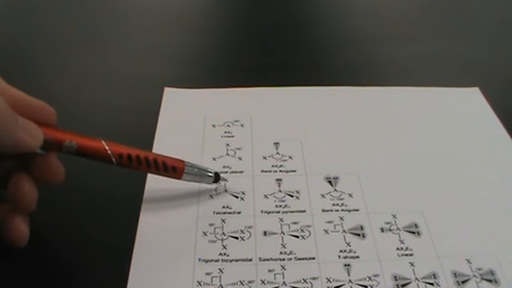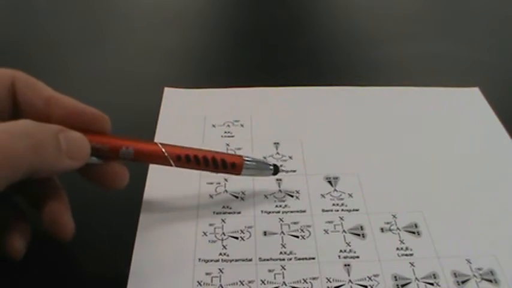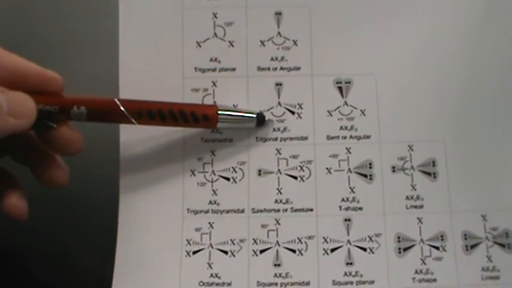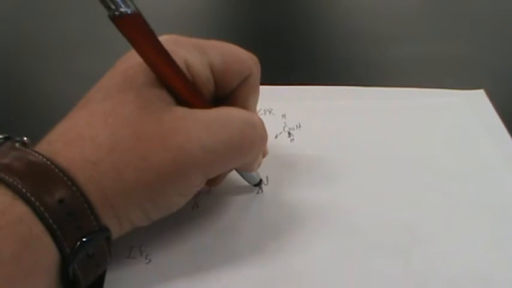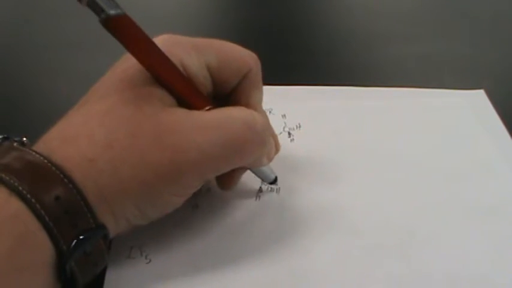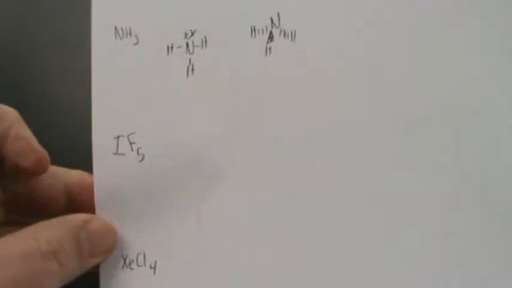On the handout, we still go to the leftmost column. What shape has four things coming off of it? Tetrahedral. But in this situation, since one of the things coming off the central atom is a lone pair, we need to move one spot to the right. So the VSEPR shape is not going to be tetrahedral for NH3, it's going to be trigonal pyramidal. So that's my VSEPR shape.